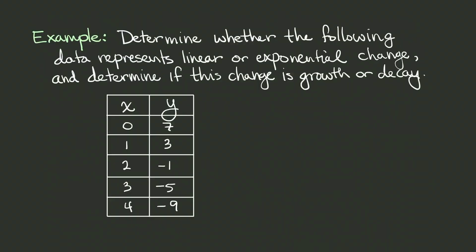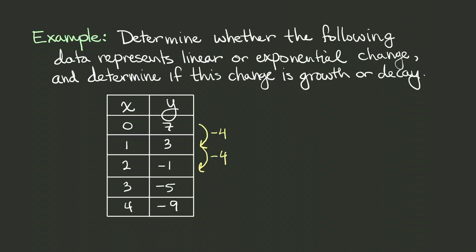In this example, we're supposed to determine whether the following data represents linear or exponential change. And we're supposed to determine whether this is growth or decay. Okay, so what we need to do is look at what's happening as we go from row to row. From row 1 to row 2, we go from 7 to 3, and from row 2 to row 3, we go from 3 to -1. So it looks like what we're doing is subtracting 4 each of these times.